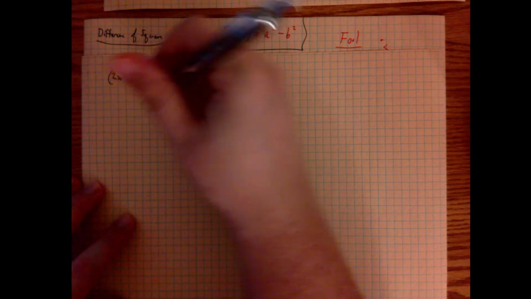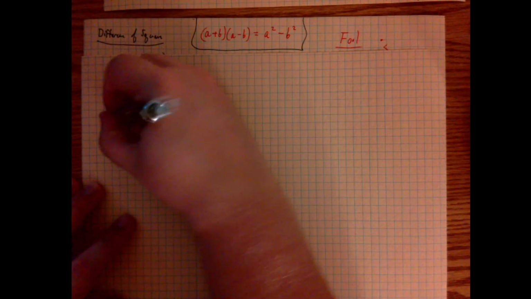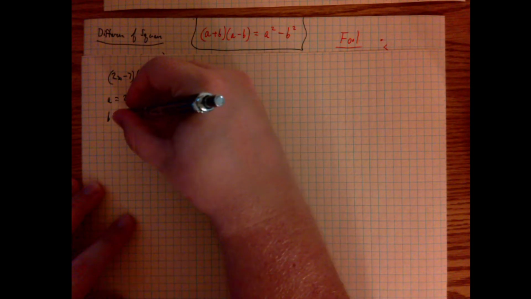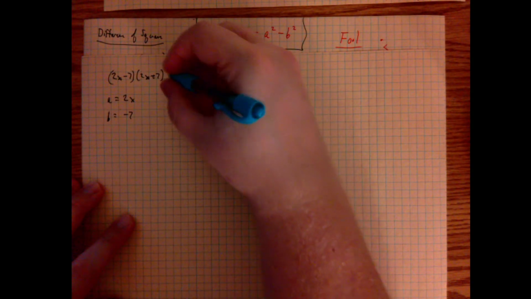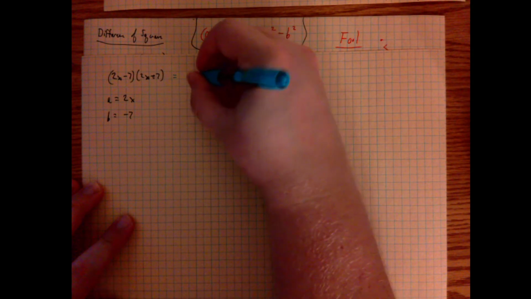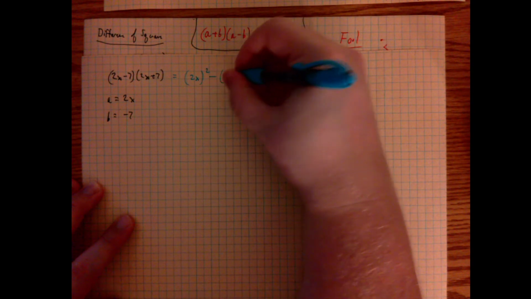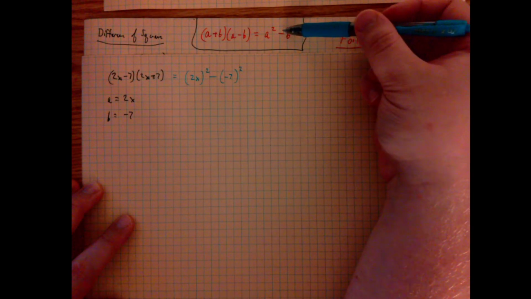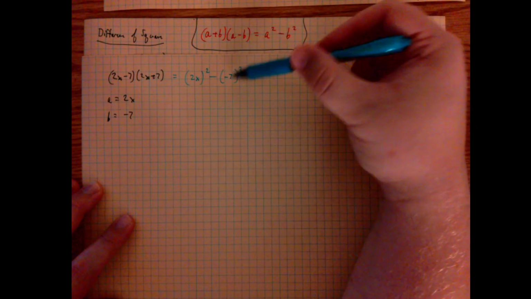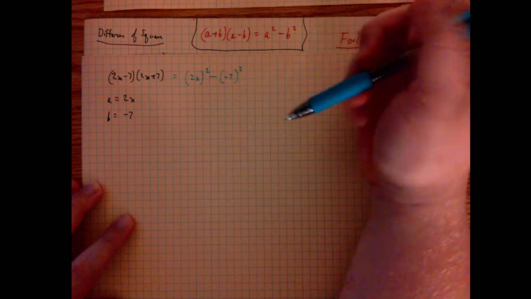Okay, so just like before, in this case my A is 2x, my B, I can choose it to be positive 7 or negative 7. It really isn't going to matter, because when I plug into the formula, I have A squared, which would be 2x squared, minus B squared, which is negative 7 squared. Notice that in my formula, there is a subtraction sign between them, and so I can't confuse the subtraction in the problem with the subtraction in the formula.